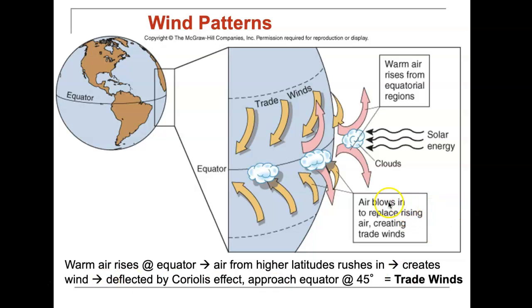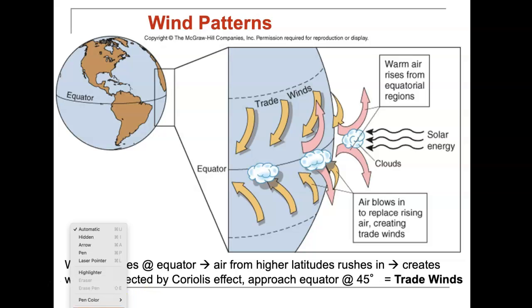So here's the wind pattern one. What you can see here is the warm air is rising up at the equator, right? As it heats up, it becomes less dense. And as it rises up, let me see if I can get my pen here.